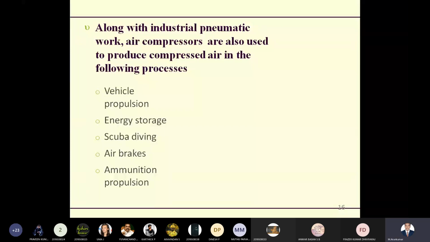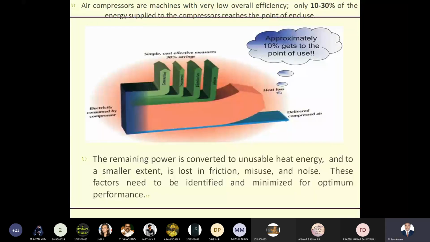So we know very well that most of the industries are using compressors, and also all other applications employ compressed air with the use of a compressor. Then air compressors are machines with a very low overall efficiency. Actually, only around 30% of the energy supplied to the compressor reaches the point of end use. The remaining power is converted to unusable heat energy, and to a smaller extent is lost in friction, emission, and noise. So these factors need to be identified and analyzed for optimum performance. This is the drawback of a compressor.